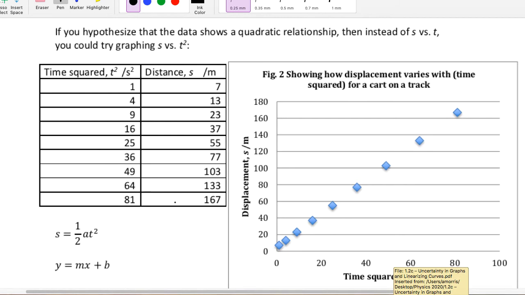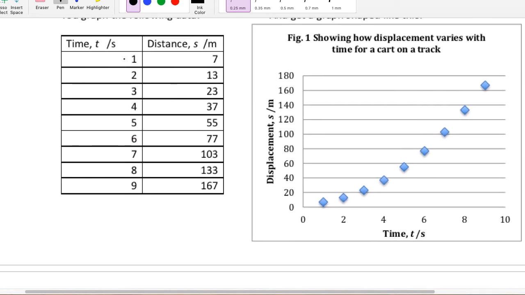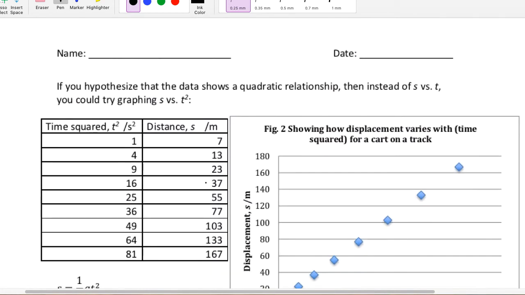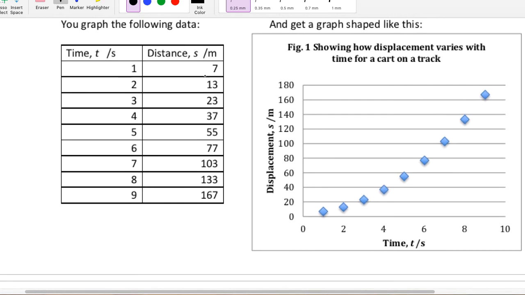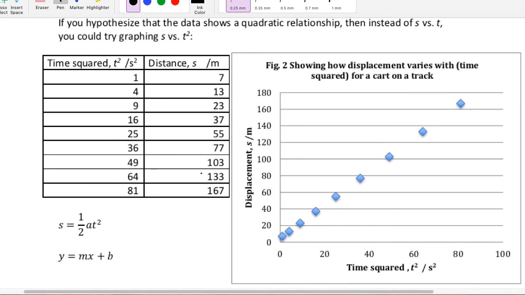We saw a parabola, so we're going to try a quadratic relation, graphing displacement versus time squared. What we've done, if you look back here, is we've taken all the times, 1, 2, 3, 4, etc., and we've squared them, 1, 4, 9, 16, etc. The distance is exactly the same as we had before. Okay, so now we're going to graph the same values on the y-axis, but different values on the x-axis. And because they're different values, they have different units. The units are squared as well.